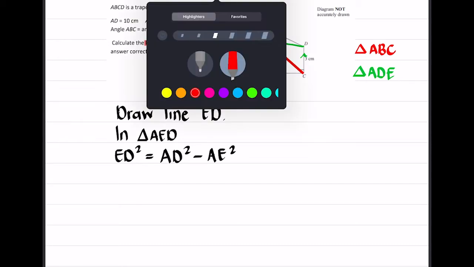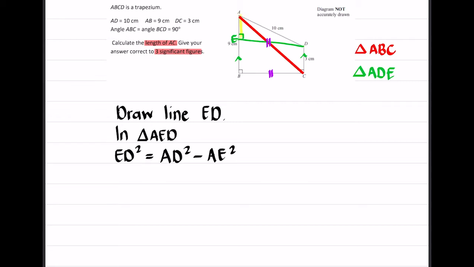But now I need to find out what AE is. If I'm looking at line AE over here, I know that the whole line, from A to B, is 9 centimeters. But I can see over here that this line is 3 centimeters. I have DC equal to 3 centimeters. So that means that AE is 6 centimeters, because it's the full line AB, which is 9 centimeters, minus this part of the line, which is 3 centimeters. So that's why it's left with 6 centimeters.